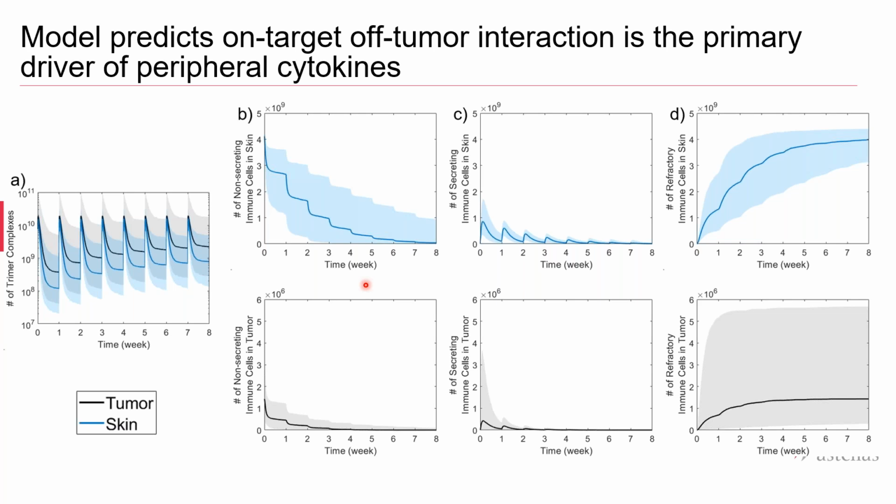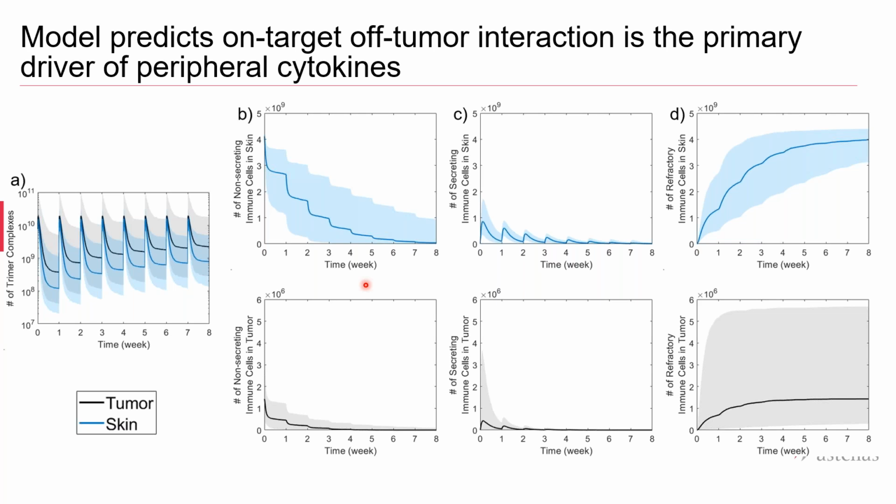The first step, whenever building these types of models, especially QSP models where we don't necessarily have data to validate against, is to do sanity checks to make sure that your model performs as expected. And this is a sanity check to make sure our model performs as expected. So using the model, I was predicting where the main driver of our cytokines is coming from. The model really predicts that the on-target off-tumor effects are going to be the primary driver of cytokines.